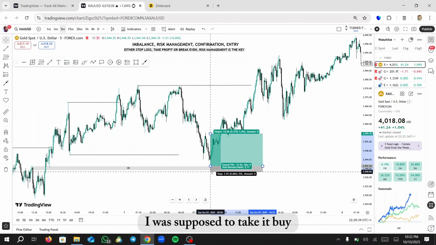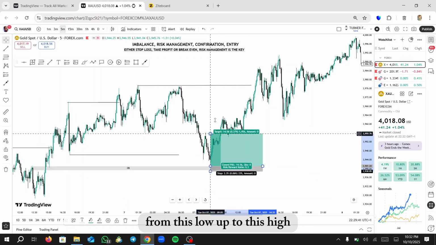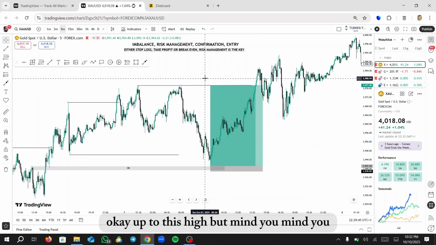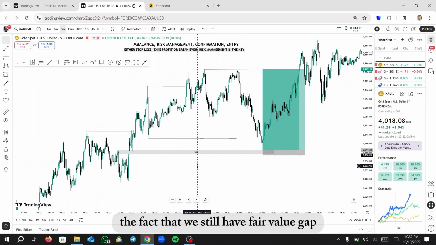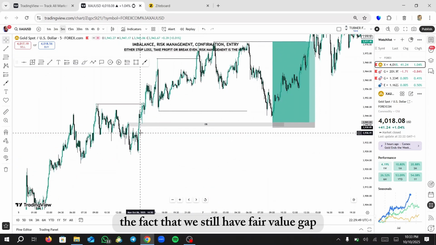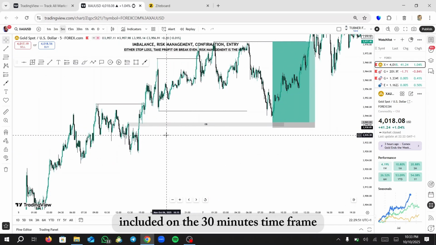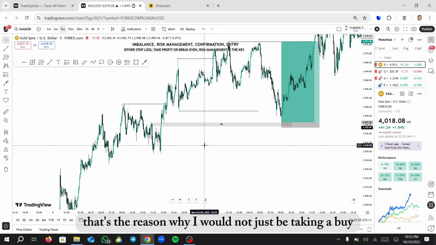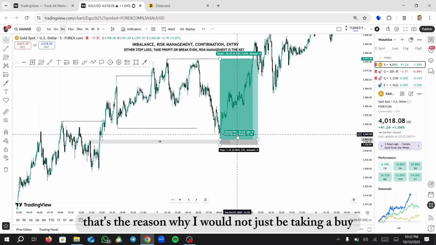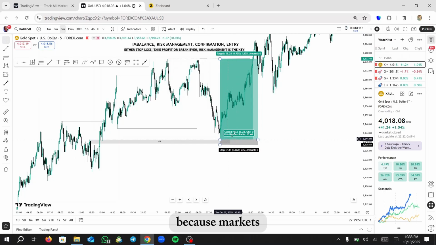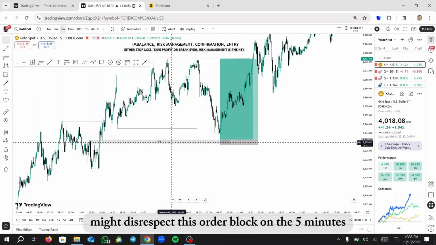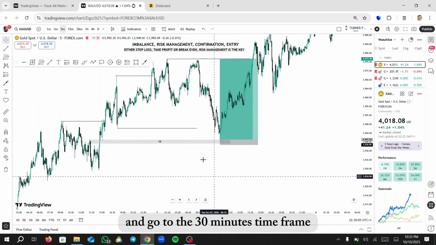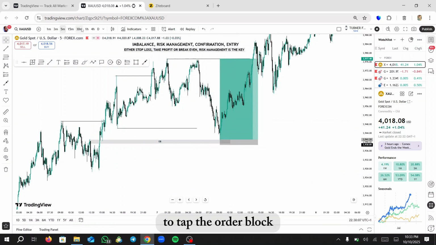I was supposed to take a buy from this low up to this high. But mind you, the fact that we still have a fair value gap and an order block included on the 30 minute time frame is the reason why we would not just be taking a buy blindly, because the market might disrespect this order block on the 5 minute time frame, start buying, and go to the 30 minute time frame to tap the order block.